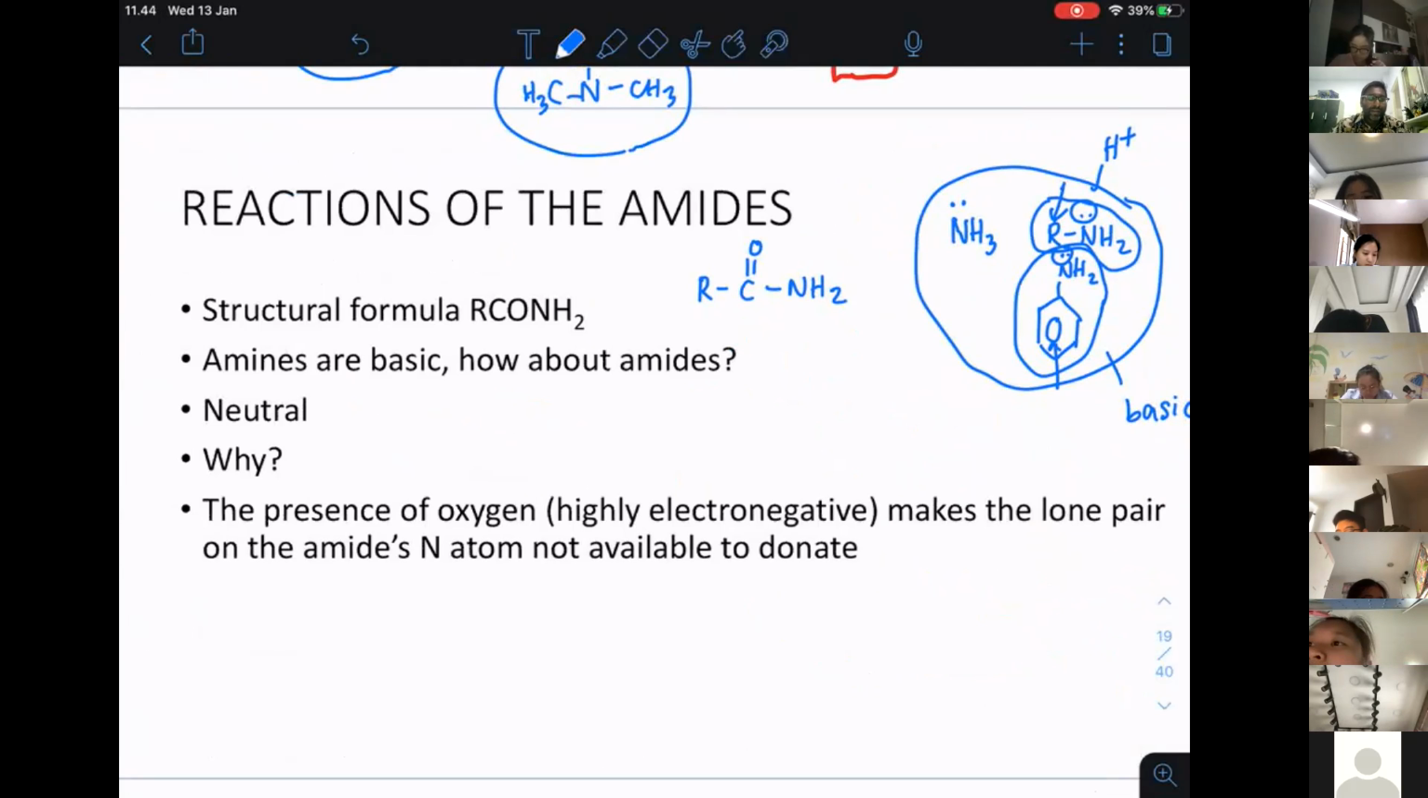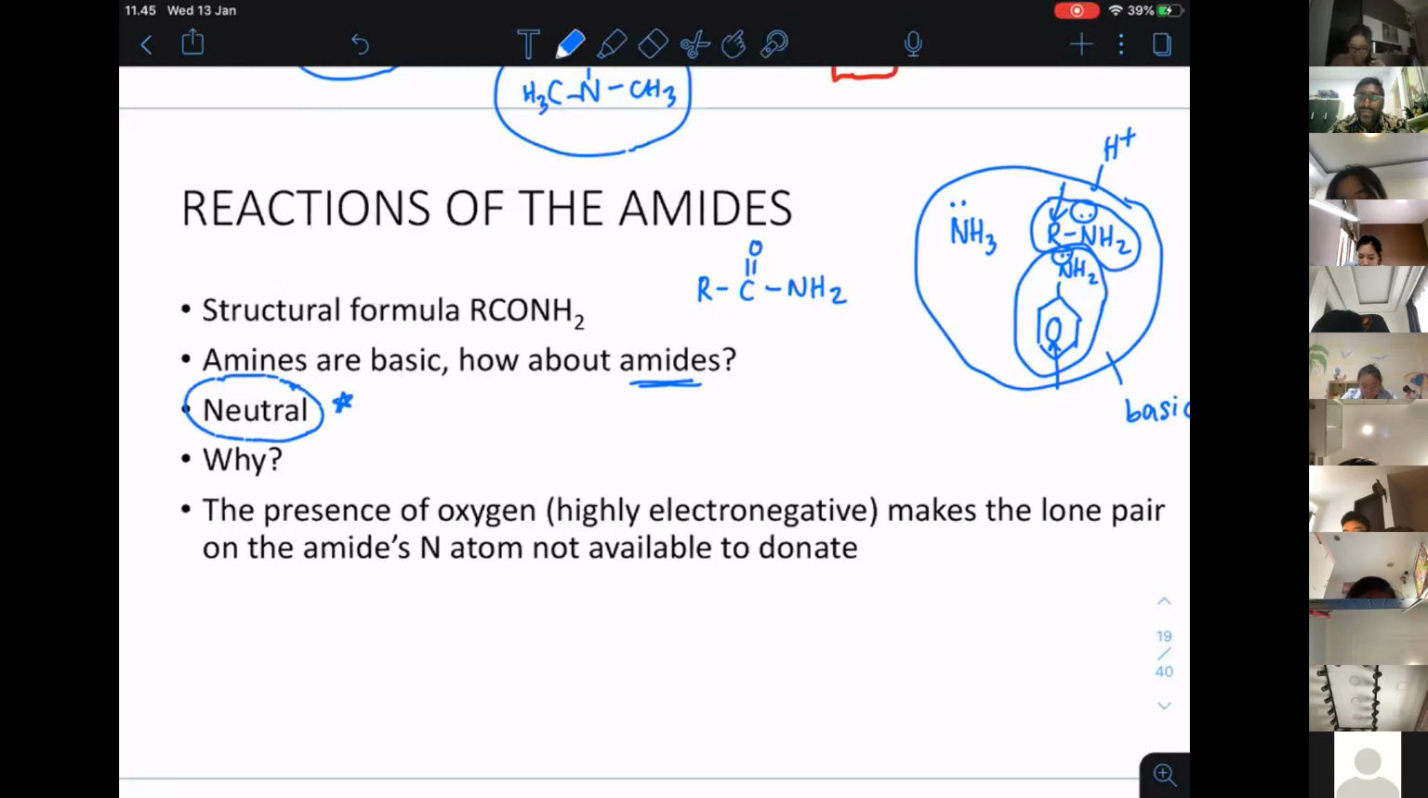So we want to know about amides, are they going to be basic? That is what we need to answer. The amides, if you compare with amines, are neutral. This is very, very important. They are neutral.